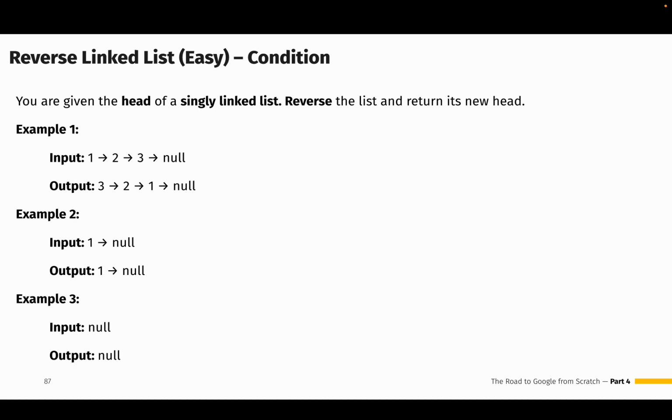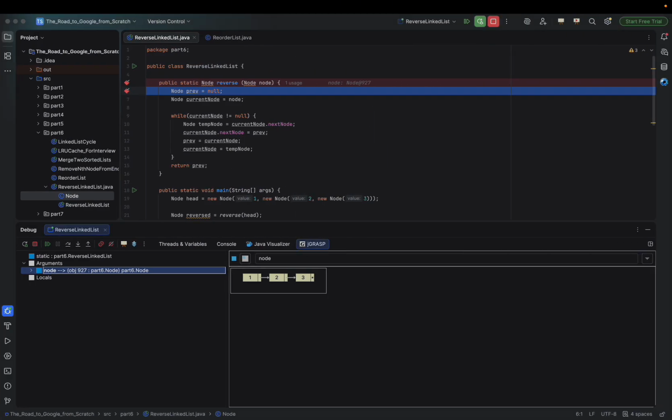And now I want to show you and visualize how this algorithm works. So let's take a look at this diagram. We have a linked list with elements 1, 2 and 3, and let's visualize the algorithm, so how we need to implement our code in order to resolve this task.